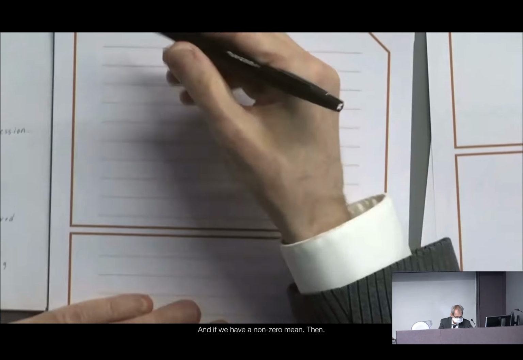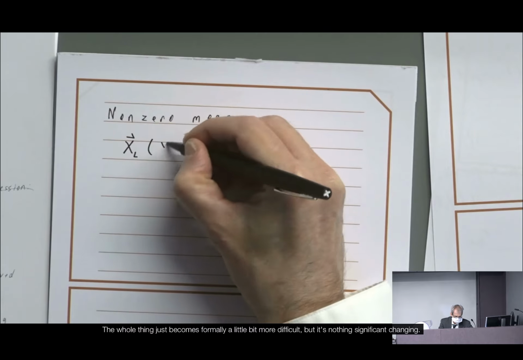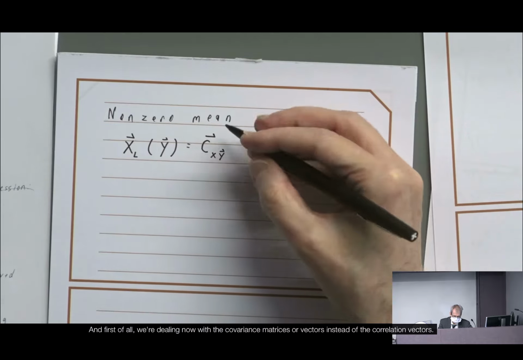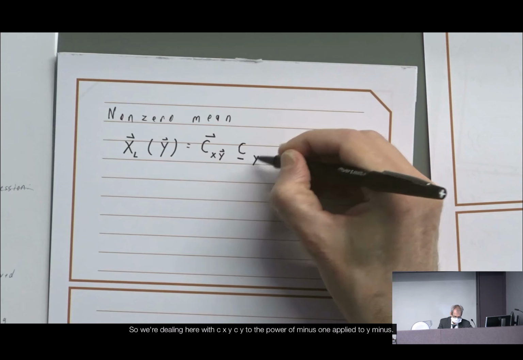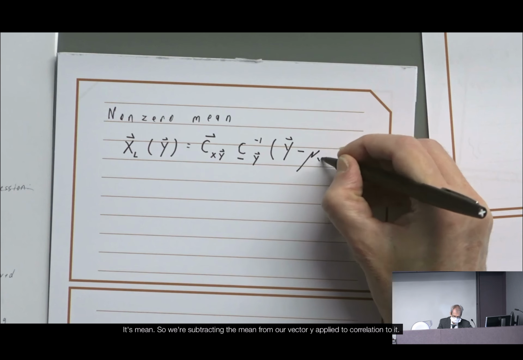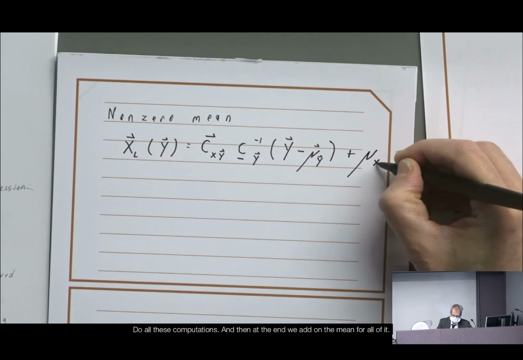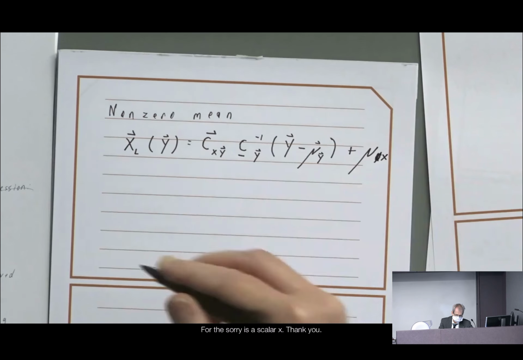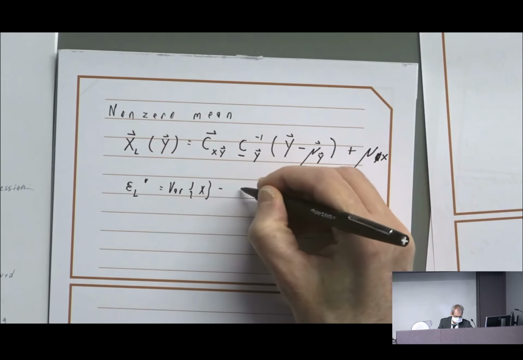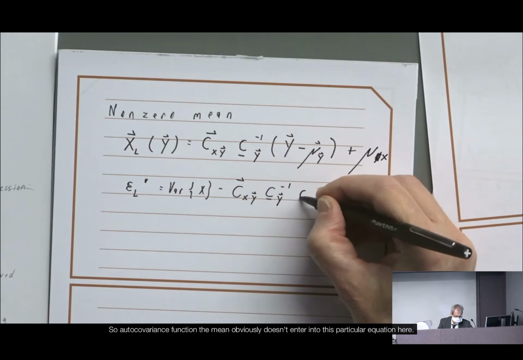And if we have a non-zero mean, then the whole thing just becomes formally a little bit more difficult, but it's nothing significant changing. First of all, we're dealing now with the covariance matrices or vectors instead of the correlation vectors. So we're dealing here with c_xy, c_y to the power of -1 applied to y minus its mean. So we're subtracting the mean from our vector y, apply the correlation to it, do all these computations, and then at the end we add on the mean for our x, which is a scalar. And the residual error is the variance of x minus, and here we have again the autocovariance function. The mean obviously doesn't enter into this particular equation here.